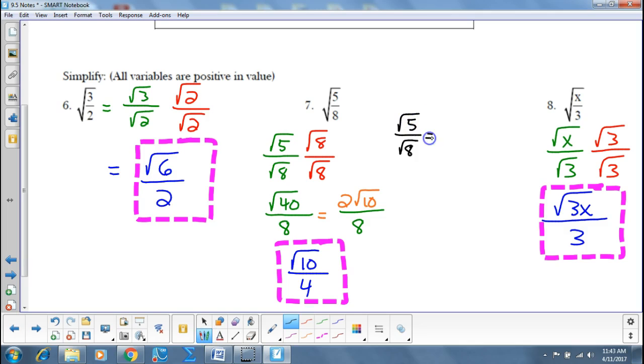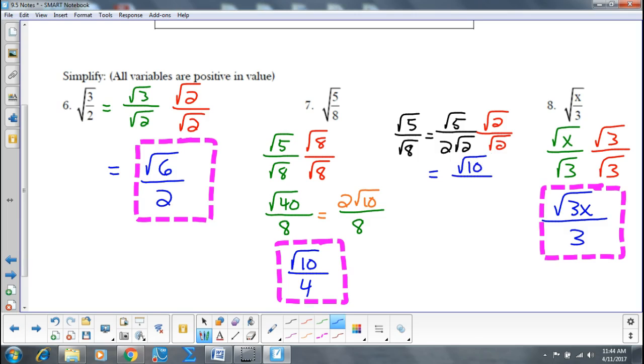And so you could make that be the square root of 5 over 2 square roots of 2. And then what would you have to multiply by? Square root of 2 over the square root of 2, right? Which would give you on top the square root of 10. On the bottom, it would give you 2 times the square root of 4. Square root of 4 is 2. 2 times 2 is 4. Okay?